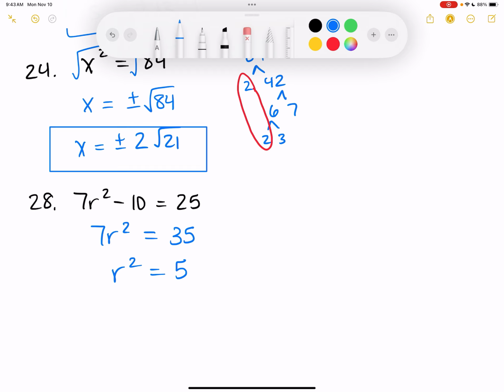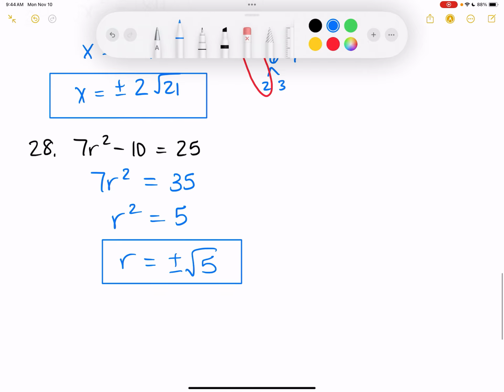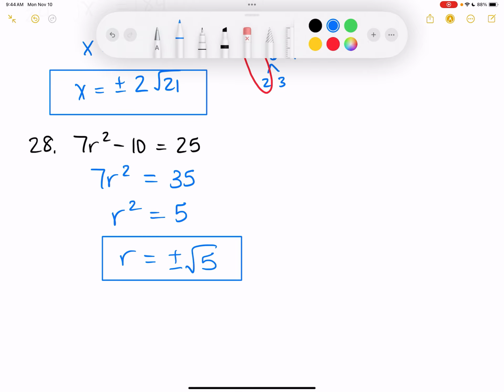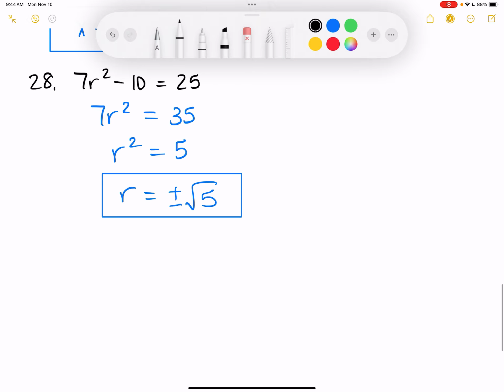Now what? Square root. The square root of R squared equals the square root of 5. R is equal to plus or minus the square root of 5, because 5 doesn't go anywhere. R equals plus or minus the square root of 5.